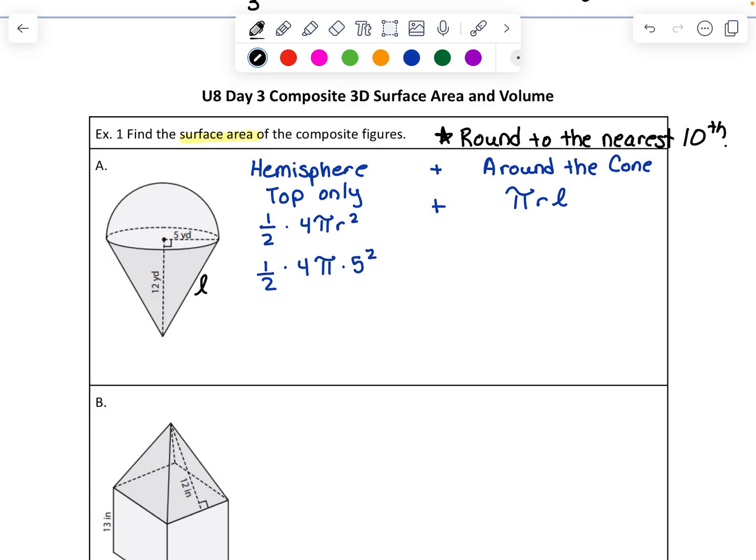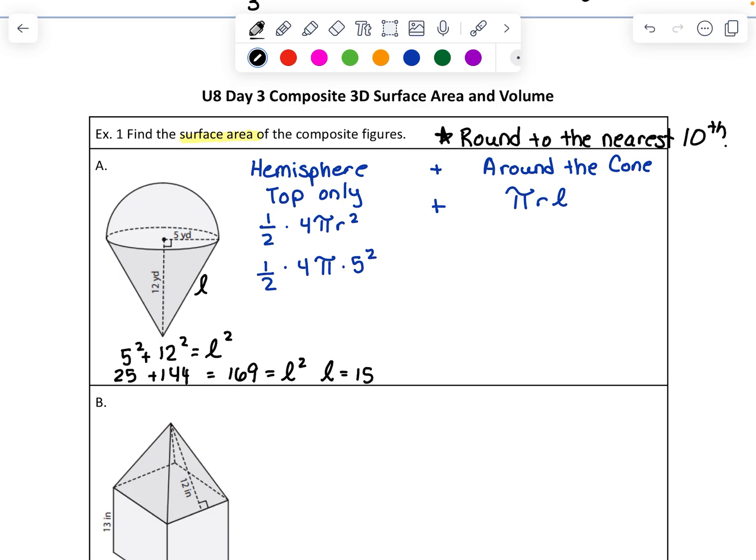But okay, to find the next part, this pi RL, remember this diagonal is called the L, it's called the slant height. So we're going to have to refer back to Pythagorean theorem in order to find that slanted height. So 25 plus 144 equals 169 equals L squared. So if you square root, that slant height would be 13.